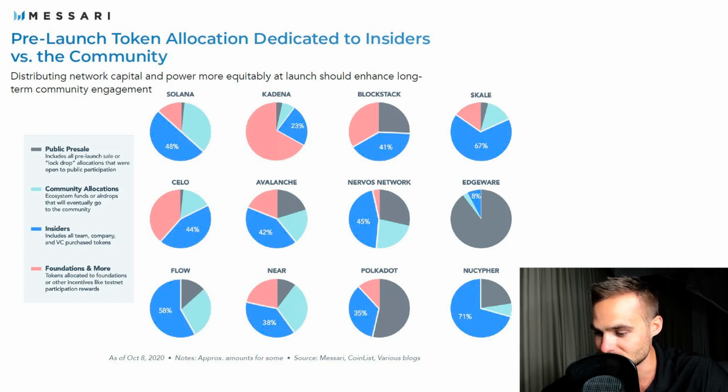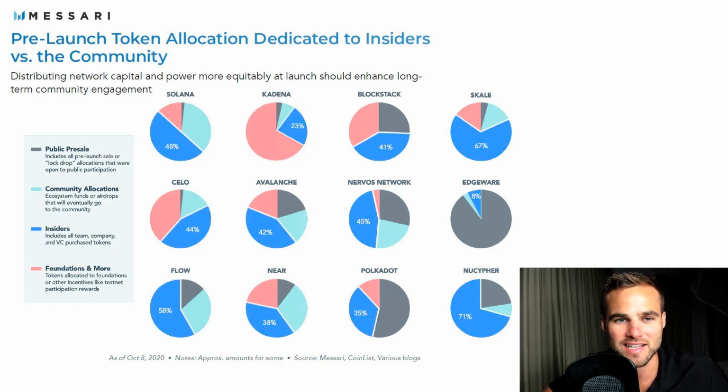If you take a look at Kadena, for example, you can see that only 23% was actually allocated to insiders. If you look at Celo, 44%, Avalanche, 42%, Flow, 58%, Near, 38%. And the general rule of thumb is the less that's allocated to insiders or to the pre-sale or to the team or to VCs, the better. And again, just think about this. VCs or the team, they get in and they get in at an early price.